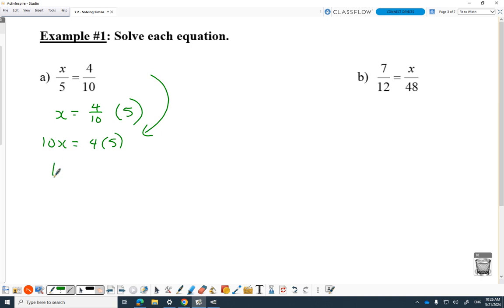Let's see, 10x equals 4 times 5 is 20, and then I divide both sides by 10, and I get x equals 2. We're going to use this set of steps a lot over the next few weeks, not just the next couple of days. How do we solve a proportion? We multiply each side by the other denominator. Yeah?